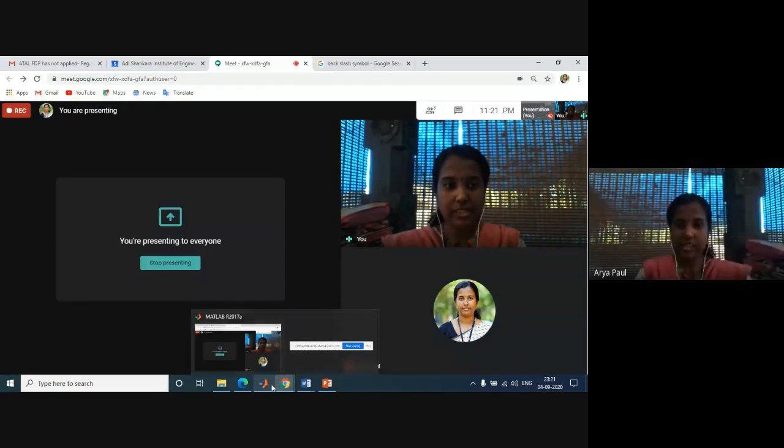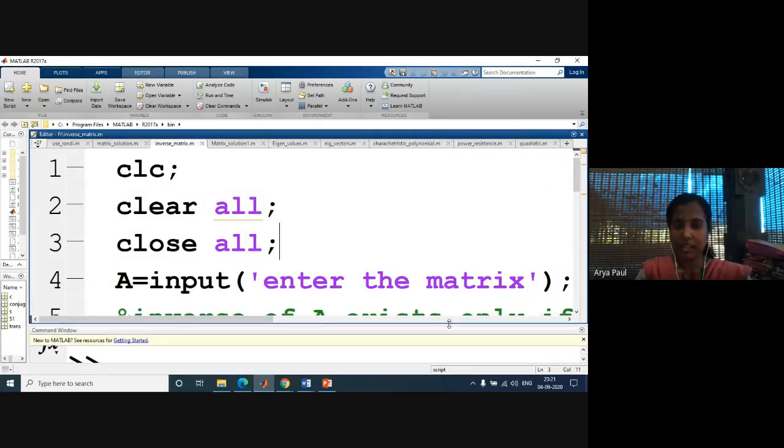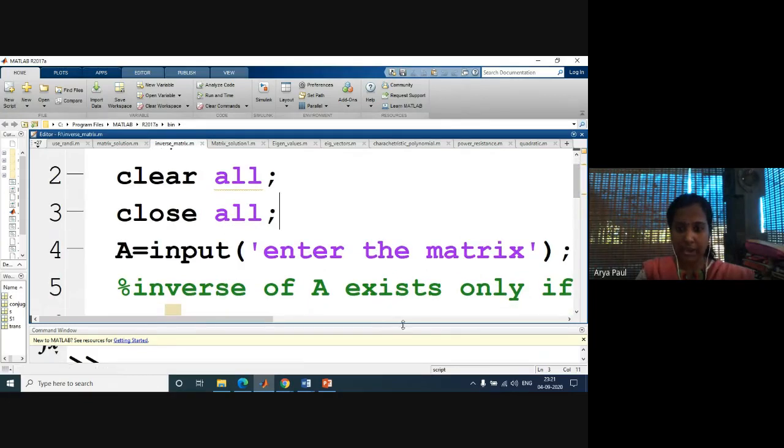Okay, now we will see matrix inverse. So how can we find the inverse of a matrix? In your last semester mathematics class, you might have studied finding the inverse of a matrix, isn't it? So we will see how to find the inverse of a matrix in MATLAB. Okay. So this is a simple example.